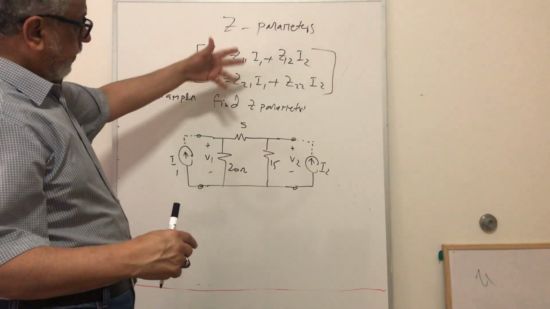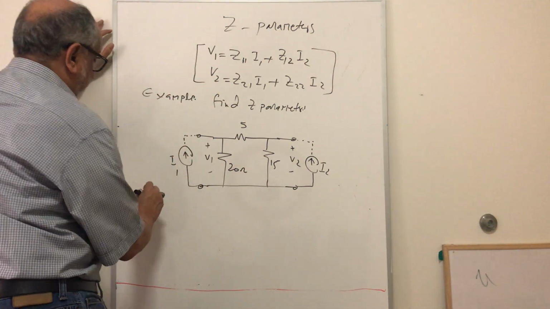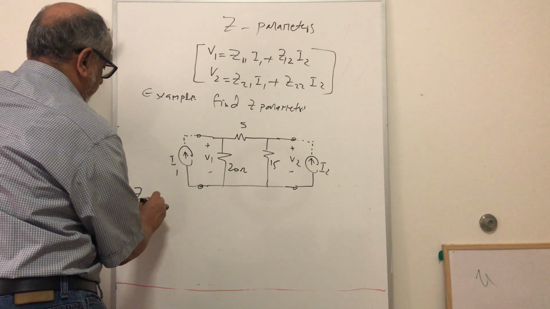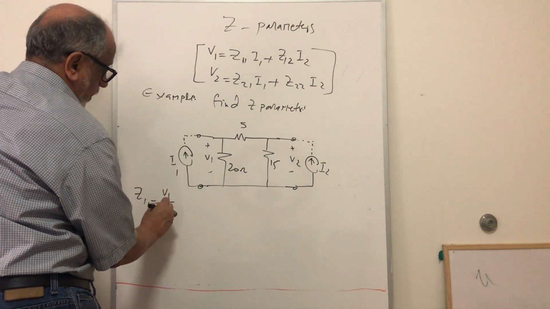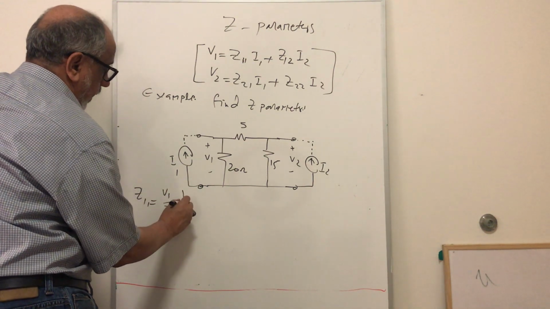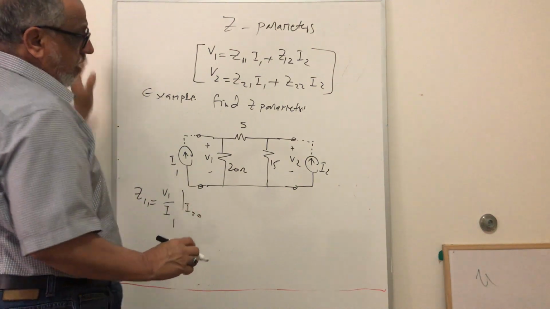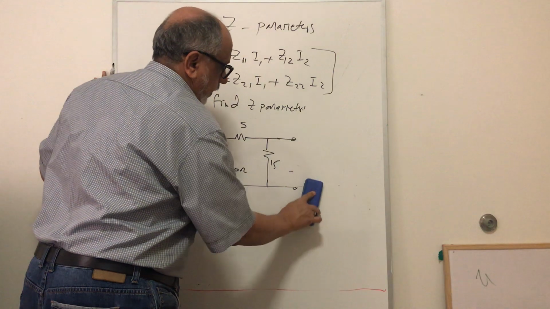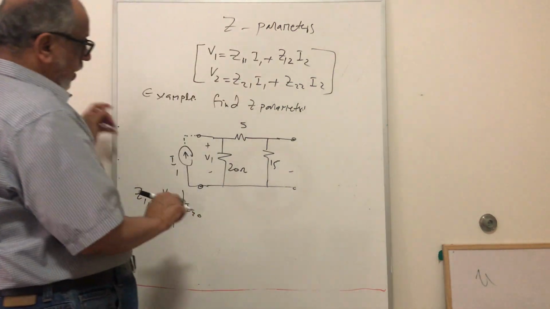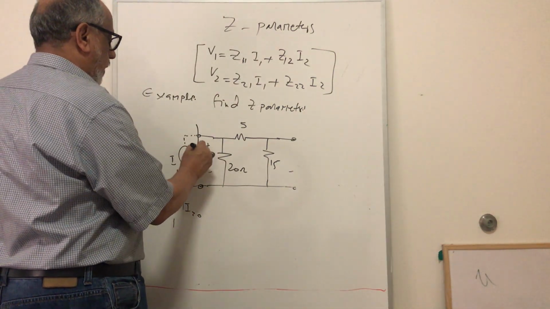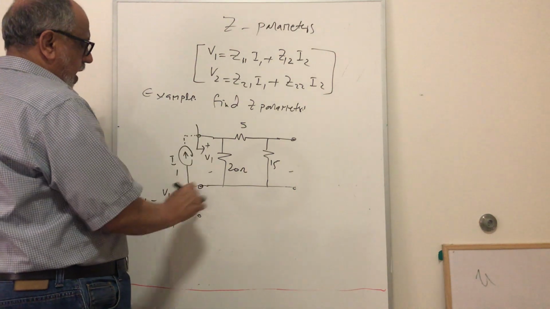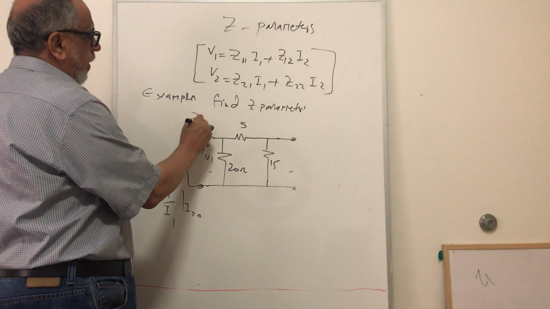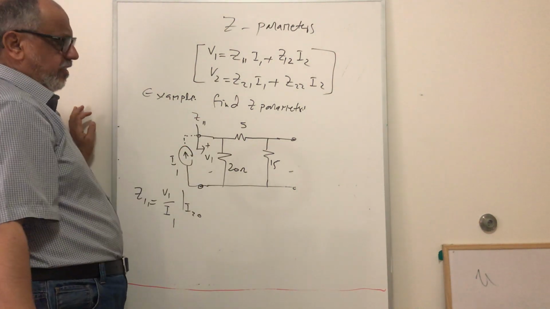So to find Z11, we said that Z11 is equal to V1 over I1 when I2 equal to 0. So this means we have to set this current equal to 0. It is open circuit, right? So there is no current there. So we have to see what is the relation here between I1 and V1, or simply we can find what is the equivalent resistance seen from here.